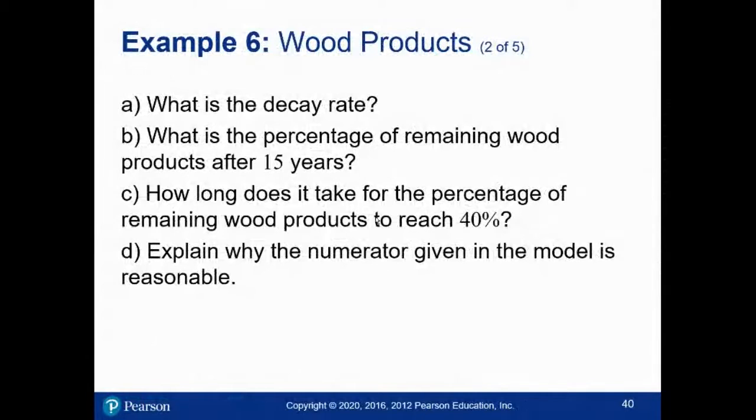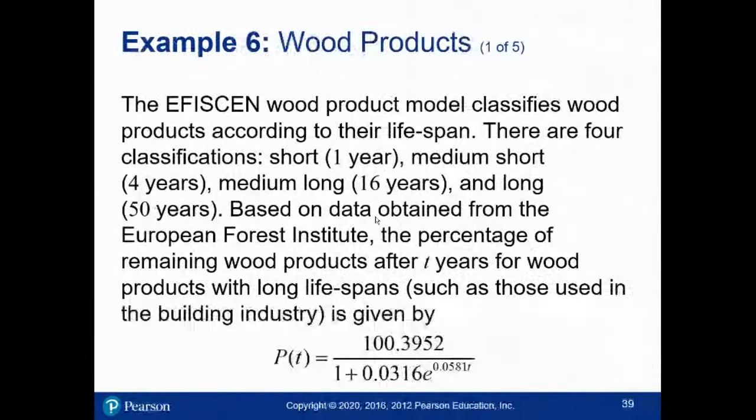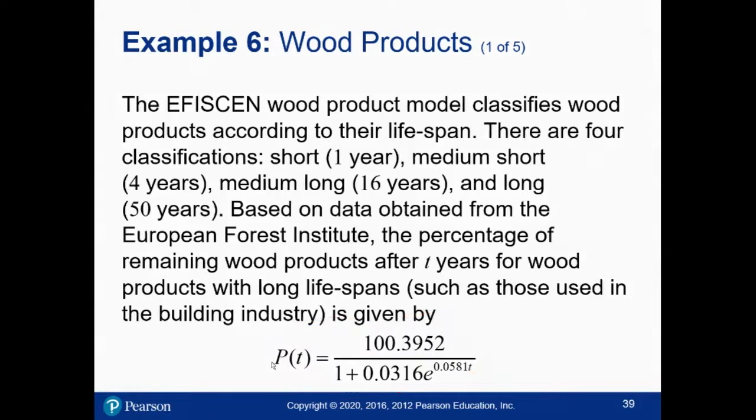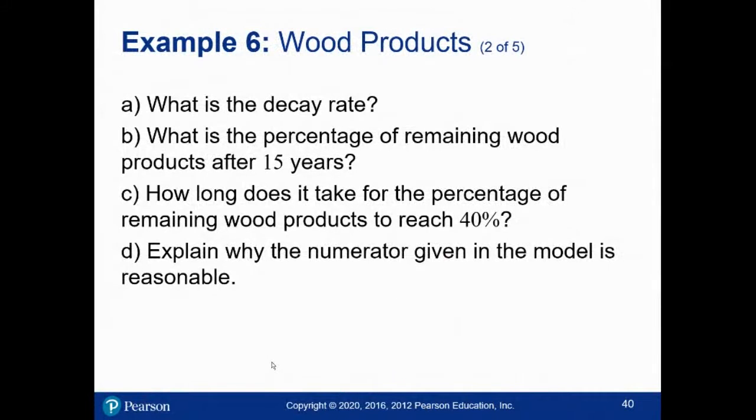What's the decay rate? Sorry, you should probably copy down this function so that we can use it on the next slide. Hopefully we copied that down. Pause if you need to. We're going on. What's the decay rate? What percentage remains after 15 years? How long does it take to reach 40%? And explain why the numerator in the model is reasonable.